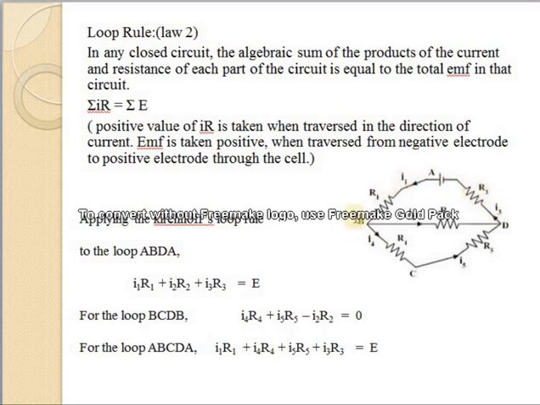In an electrical loop, there may be a number of electrical components. There may be resistors. There may be a source of EMF. So it talks about the EMFs, the current and the resistance. The statement is that in any closed circuit, the algebraic sum of the products of current and resistance of each part of the circuit is equal to the total EMF in that circuit. That is, sigma I into R equals the total EMF in that circuit, that is sigma E.